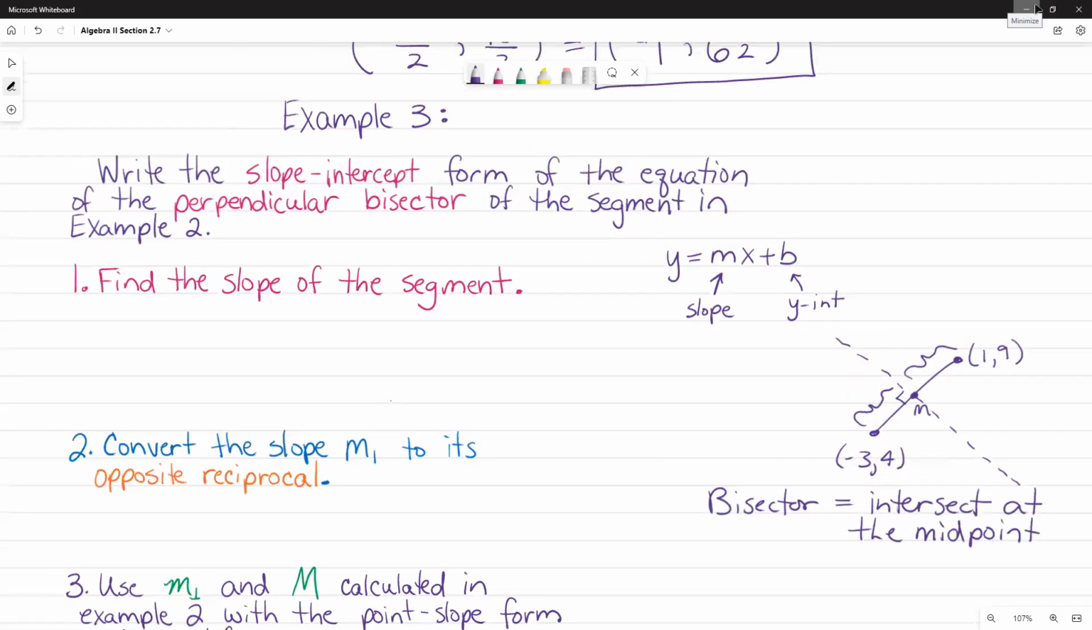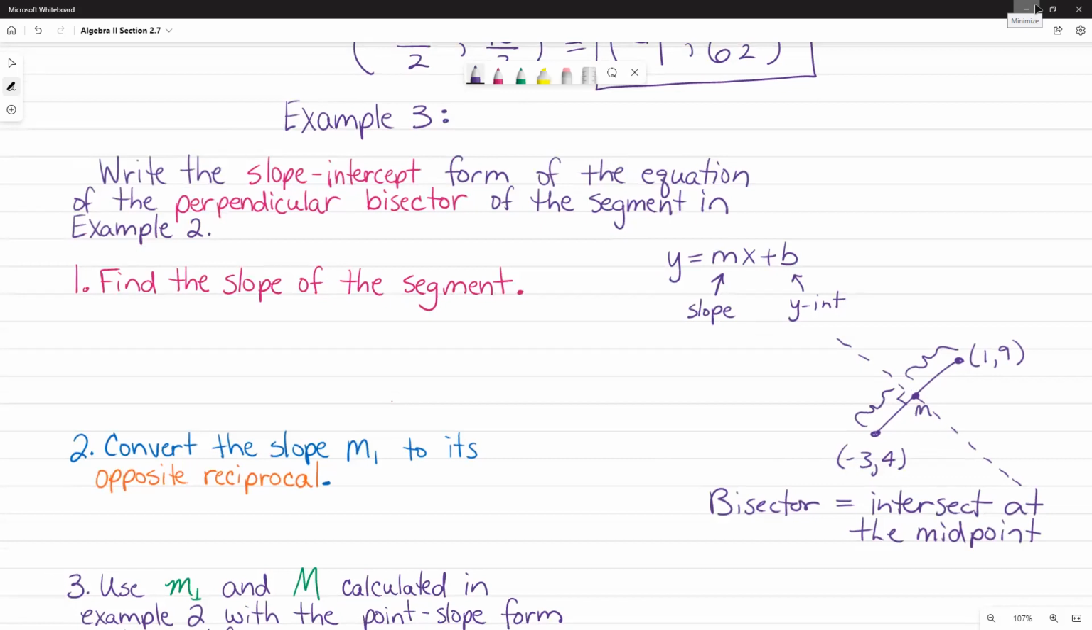Okay, so we want the slope intercept form of the equation of the perpendicular bisector of this segment in example 2. What that means is we know the slope, or we can determine the slope because it is the opposite reciprocal of our previous line. But we also know a point that exists on our perpendicular bisector. What is that point?